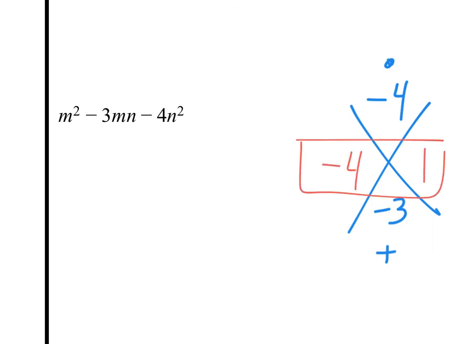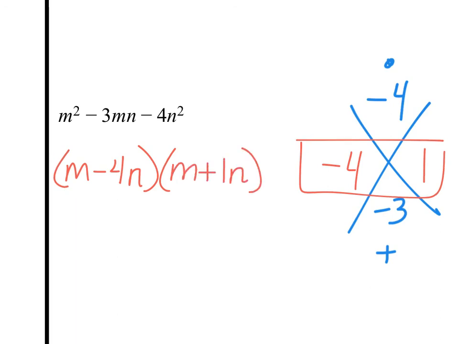On this one, because you have n squared at the end, your answer is going to be m minus 4, but you also have to put n. And it's still m plus 1, but you also have to put n because the last term is n squared.